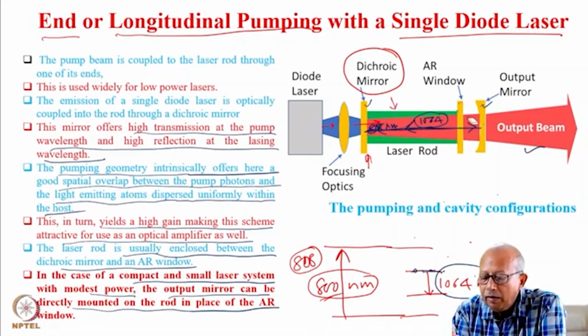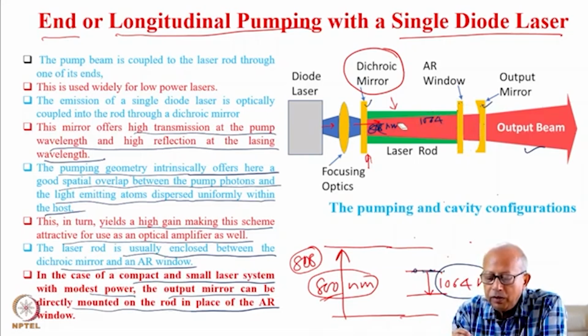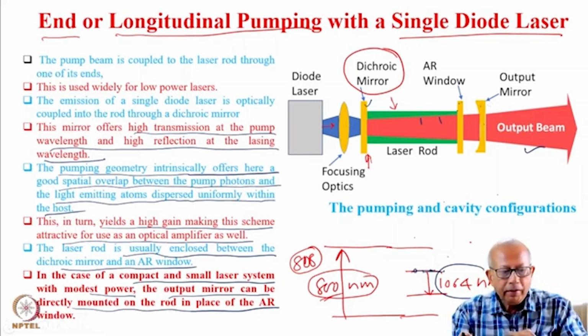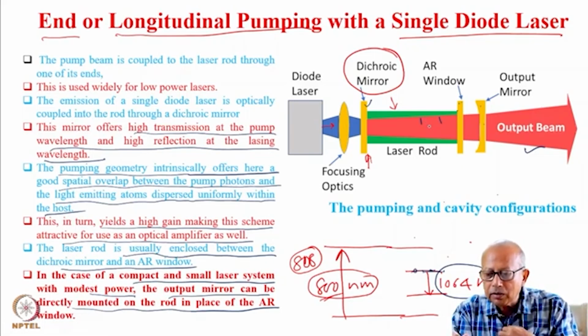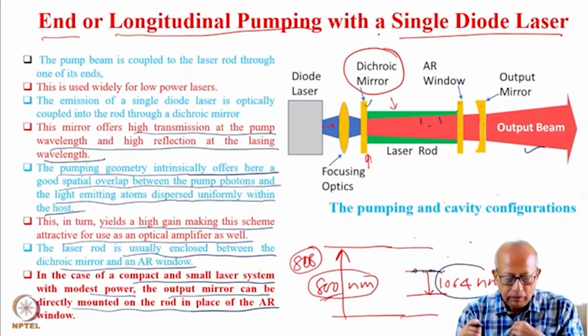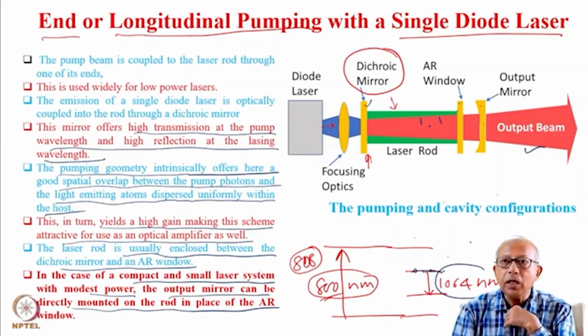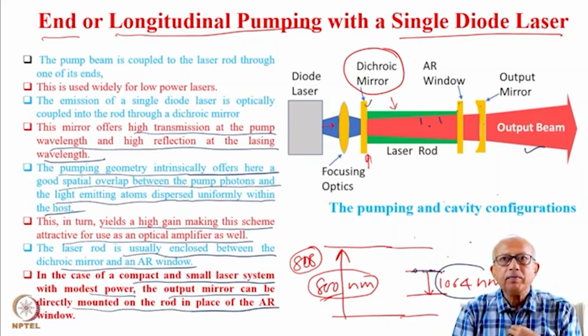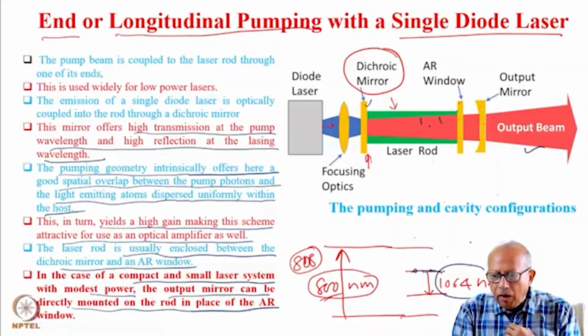But for a not very compact laser, probably this would be a better option. So this is how you can make an end-pumped solid state laser that is end pumped by a single diode. I think I should end here today, and in the next class we will begin right from here, that is, the solid state laser which is end pumped by a single diode.